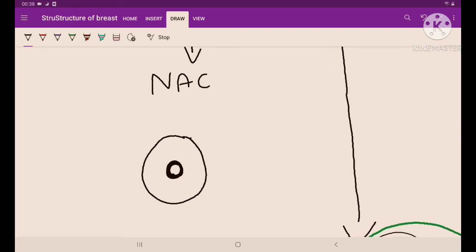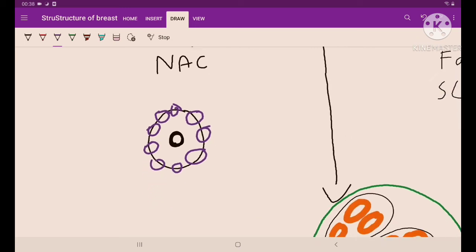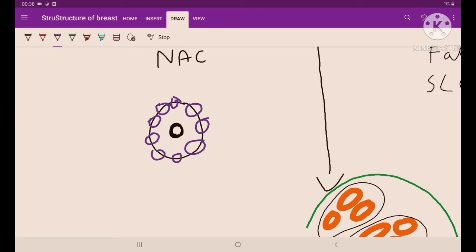There is something important called Montgomery's tubercles. There are actually sebaceous glands around the nipple areolar complex, around the areola basically. During pregnancy they get enlarged. What they do is they secrete secretions which lubricate the areola. So when there is suckling of the milk by the baby, there is no damage to the areola of the mother. There is no tearing or cracking in there. So that's the purpose of Montgomery's tubercles, which are enlarged in pregnancy.